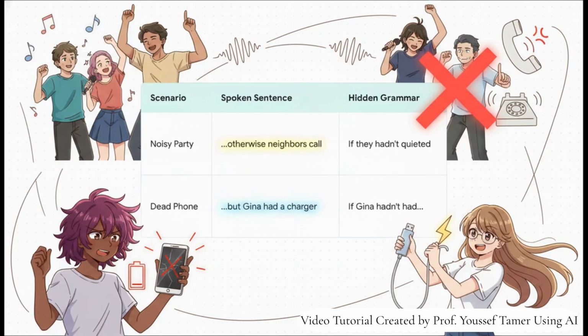Pretty simple, right? Let's check out the second row. The dead phone, a true modern tragedy. The sentence, my phone would have died, but Gina had a charger. Thank goodness for Gina. Our clue here is but, and the hidden grammar we're implying is, if Gina hadn't had a charger. You can really see how these structures let us tell stories rapidly, focusing on the actions and results, rather than getting bogged down in all the hypotheticals.